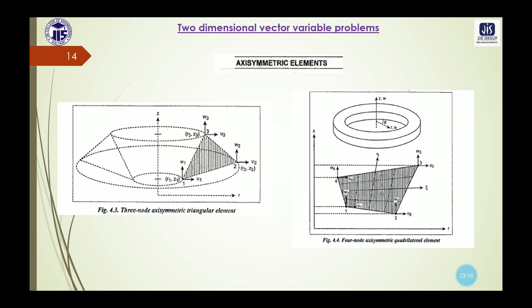These axisymmetric problems can be solved by using two-dimensional finite elements, and these elements are most conveniently described in cylindrical coordinates, that is r, theta, z.